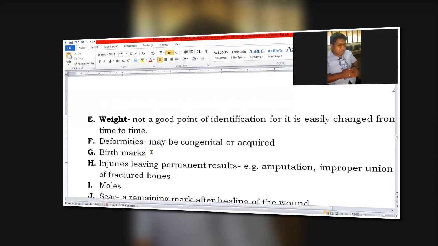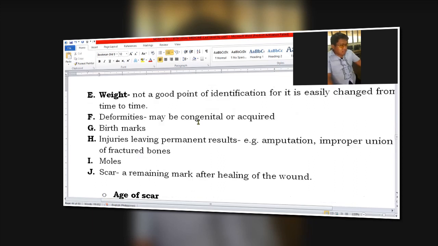Okay? Yan. Injuries leaving permanent results. For example, natagpuan ang bangkay is meron siyang amputation na 3. Putol yung kanyang daliri kasi yan ay talagang naputol when he was living. No? Yan. Pwede mong magamit yan to identify the person.